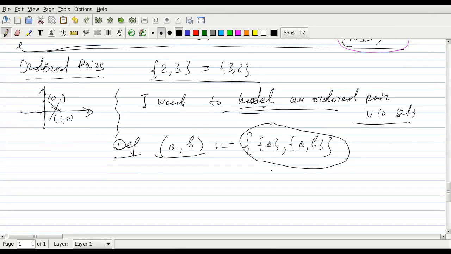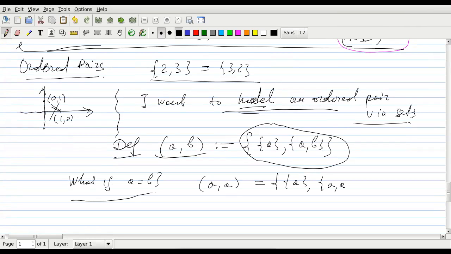By the way, is it possible that this set is a singleton? When A and B are equal? Of course. What if A equals B? Then the pair equals what? This set, which is just this one. That is the singleton of the singleton.